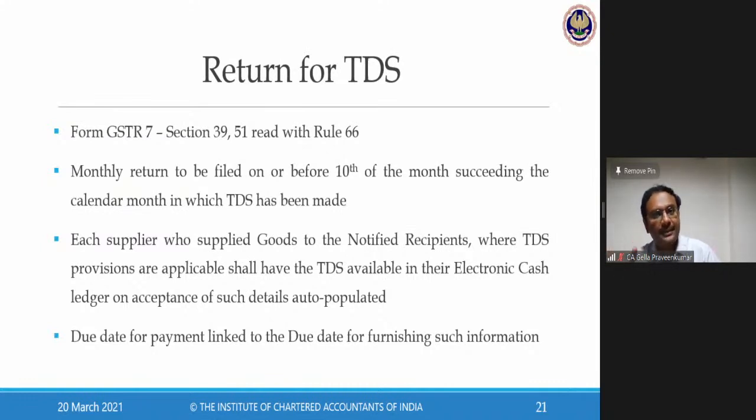Now, please keep in mind, for a supplier on whose bill TDS is deducted by the government entity, once the government entity files their form called GSTR 7, this money comes into the cash ledger of the supplier.